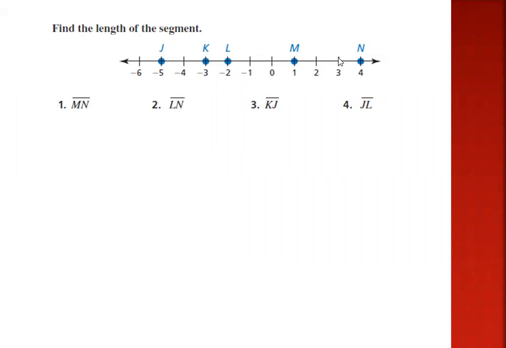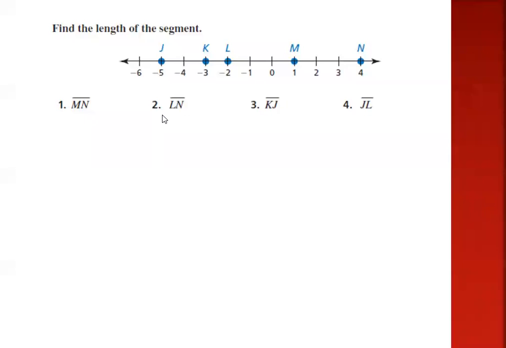This is another question. How are we going to find the answer for each one? If we are looking for MN quickly, where do you find M? M stands on 1. And N stands on 4. Then how are we going to find MN? Absolute value 4 minus 1. Exactly. So the answer will be equal to 3.